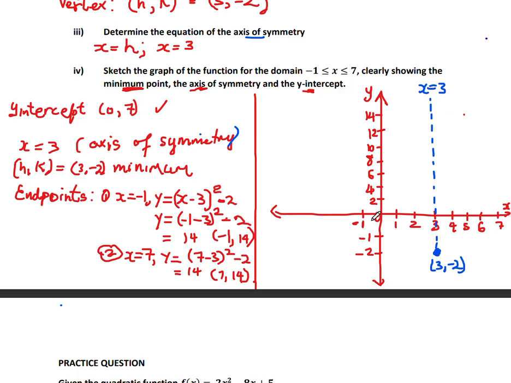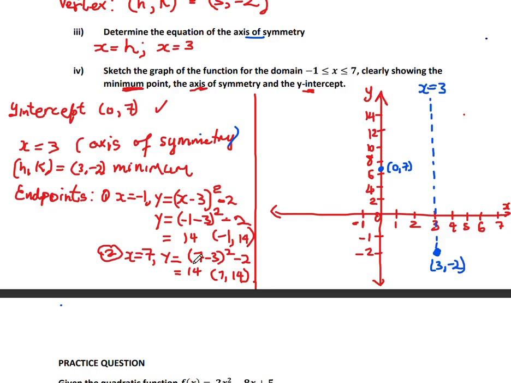So the next thing that we're going to do is plot the y-intercept. The y-intercept is (0, 7), which is going to be right here between 6 and 8. So that's the y-intercept, (0, 7). Let's just label that (0, 7). An x value of 0 to any value will be on the y-axis, and this is where the graph is going to cut the y-axis.